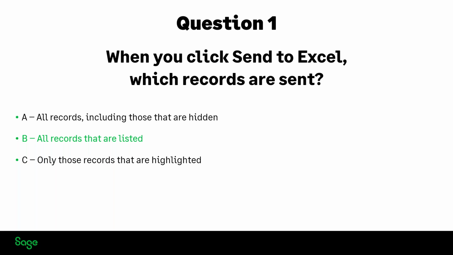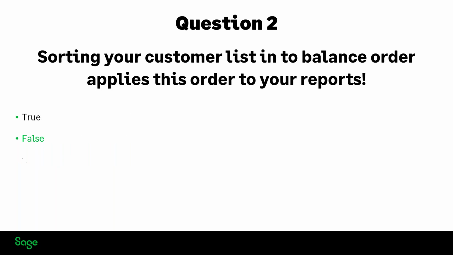Some of you will probably be frantically testing that at some point, thinking, oh, he's not right. But it's specifically the click send to Excel on your toolbar at the top. So question 2, sorting your customer list into balance order applies this order to your reports, true or false? It's false. Generally, whatever you do to your list, whether you've got certain columns listed or the way that you've sorted them, it will be overridden by the settings on the report itself.